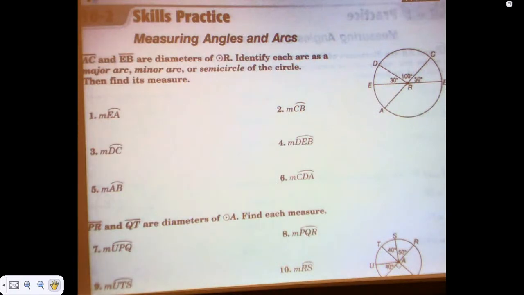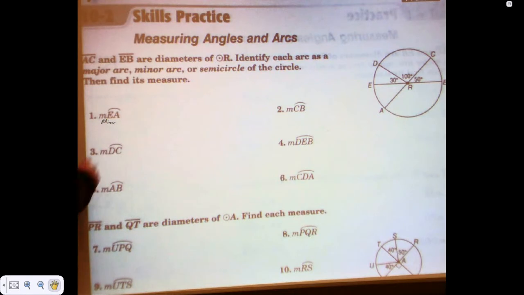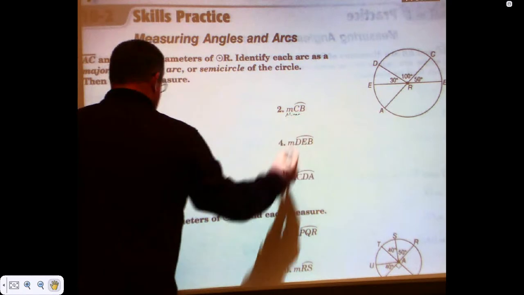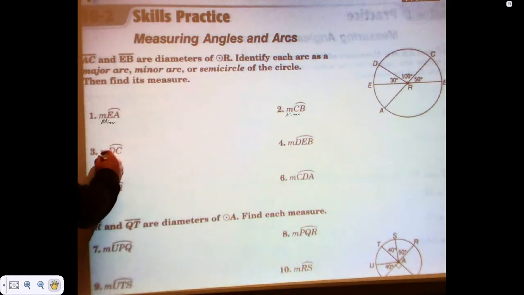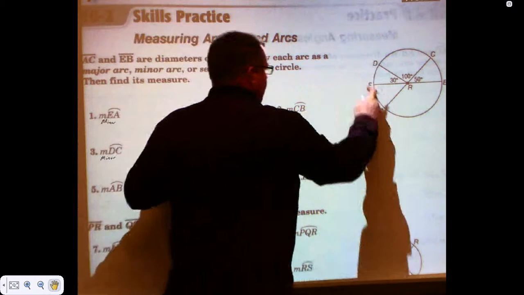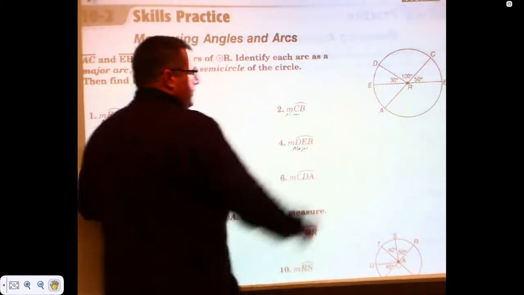Okay, circle R. Identify each arc as major arc, minor arc, or semicircle. Then find its measure. EA, is that a minor arc or a major arc? Minor. First we'll go through and talk about what type they are. CB. BC. DEB. D to E to what? That's a major.